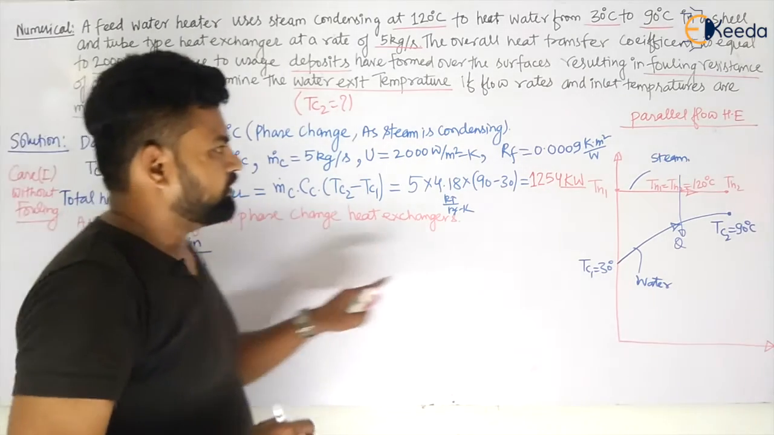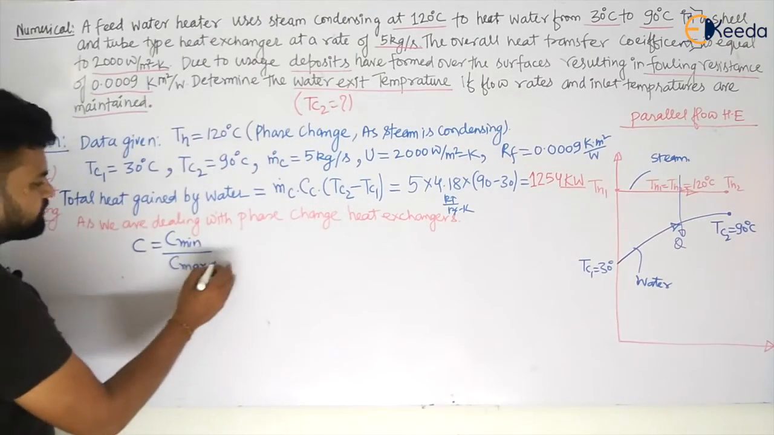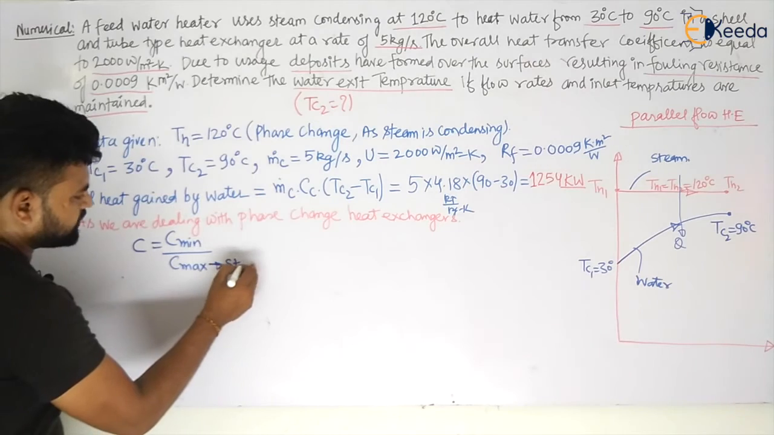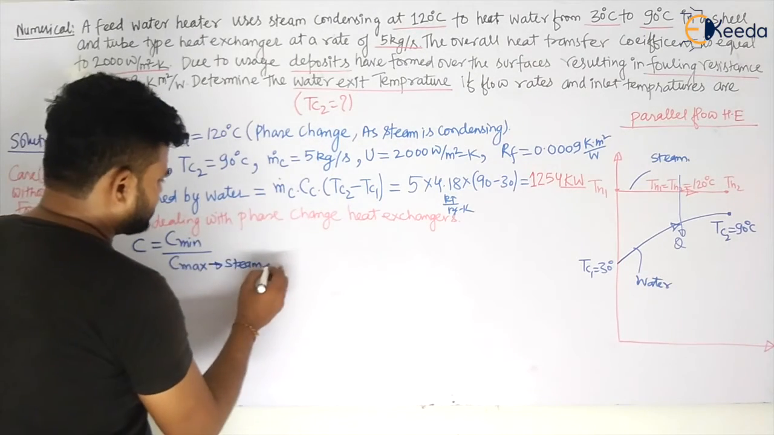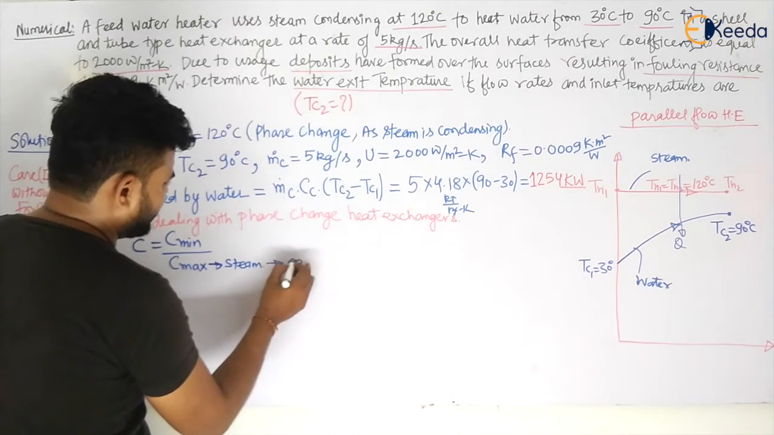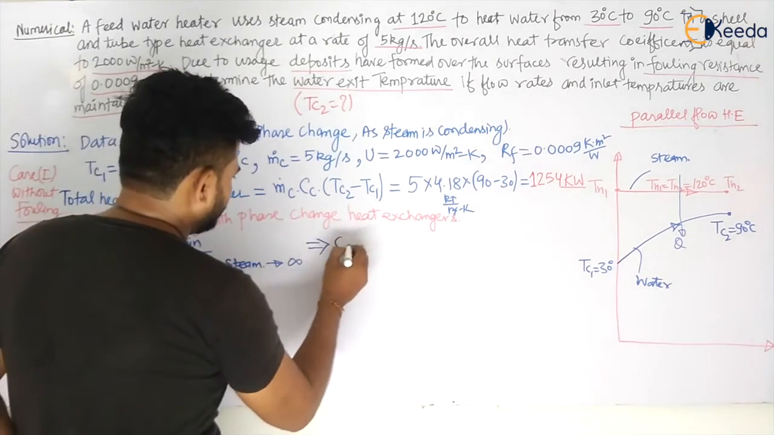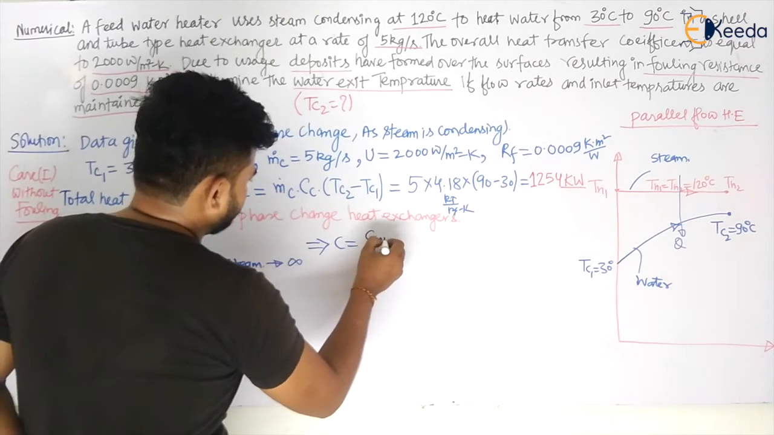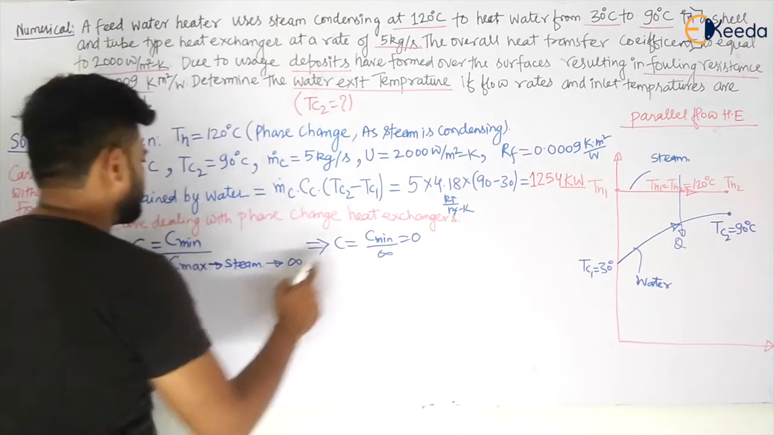So as one is going to be for a phase change, what will be the C minimum? This will be for steam, because it will be maximum as latent heat is there. So C minimum, this will be maximum, or we can take it to like infinite, my dear students. So C will become equal to C minimum by infinite. This will become equal to 0. So the value of C will be equal to 0.